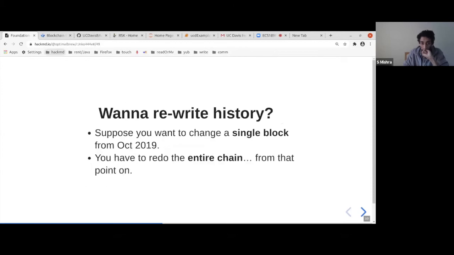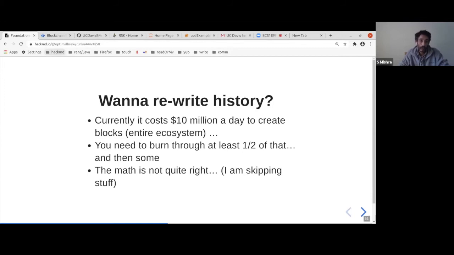Okay. So if you want to think about changing a single block from a year ago, you can't just replace one block and plug in another. Any block that we want to rewrite, starting from that point on, we have to rewrite the whole chain. And that's what makes the task very difficult, because to do that, you have to outcompete others. Right now, my estimate is that the system overall spends about $10 million a day to create blocks. So if you want to gain a majority of that hash power, the computing power needed to offset the other nodes, then you need to be spending at least $5 million a day trying to outpace everyone else and rewrite history. I'm skipping some details here, so the math is not exactly right.